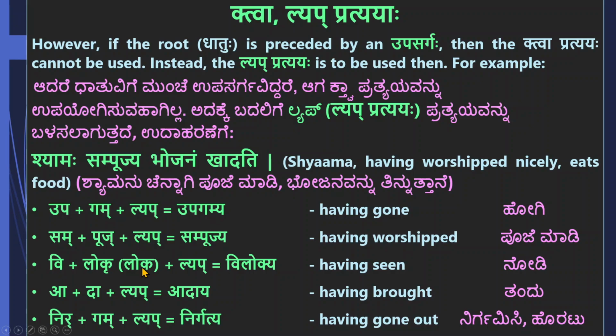Vi plus loka plus lyap is vilokya, having seen. A plus da plus lyap is adaya, having brought. Nir plus gam plus lyap is nirgatya, having gone out.